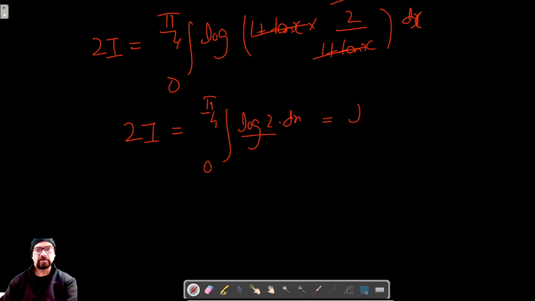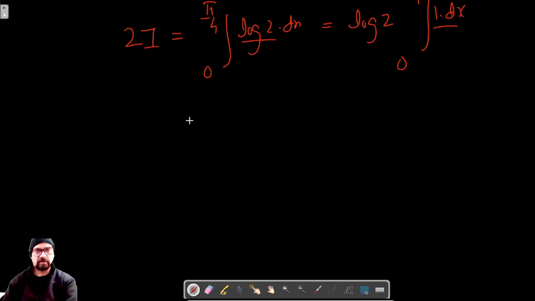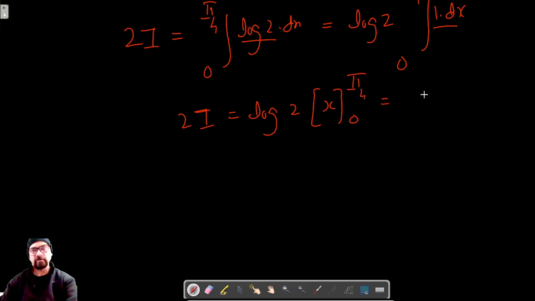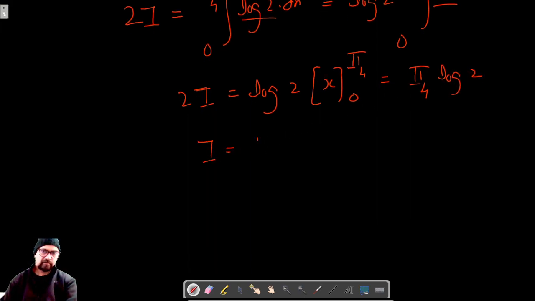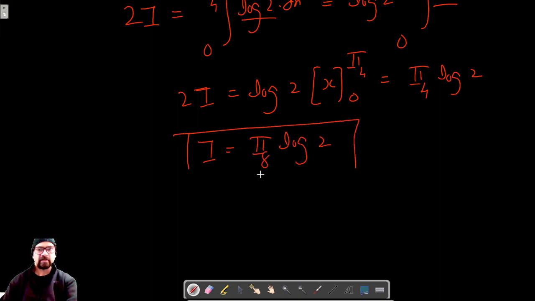Log 2 is constant, so this is out, and now it is the integral from 0 to pi by 4 of 1 dx. Integration of 1 is x, so 2I is equal to log 2 times x for the limits 0 to pi by 4, which is pi by 4 into log 2. And finally, I is equal to pi by 8 into log 2. So this is our answer.